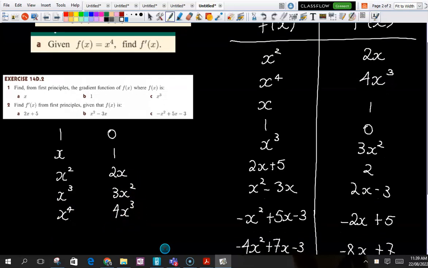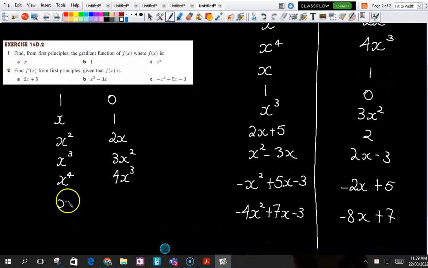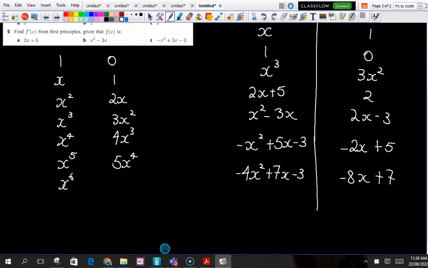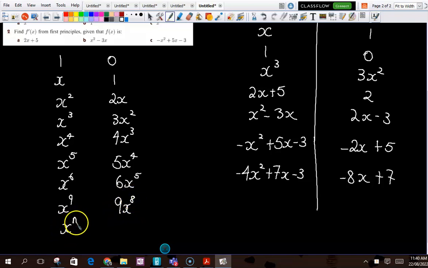Does anyone want to have a go at what they think x to the 5 would be? 5x to the power of 4. What about x to the 6? 6x to the power of 5. What about x to the 9? 9x to the power of 8. So then, what if I had x to the n?